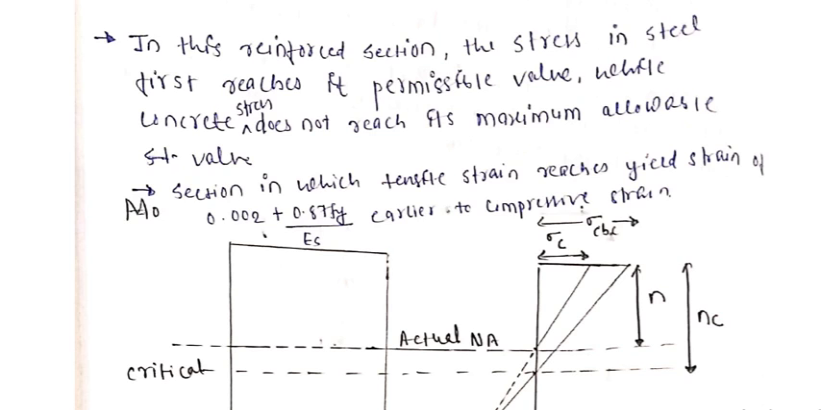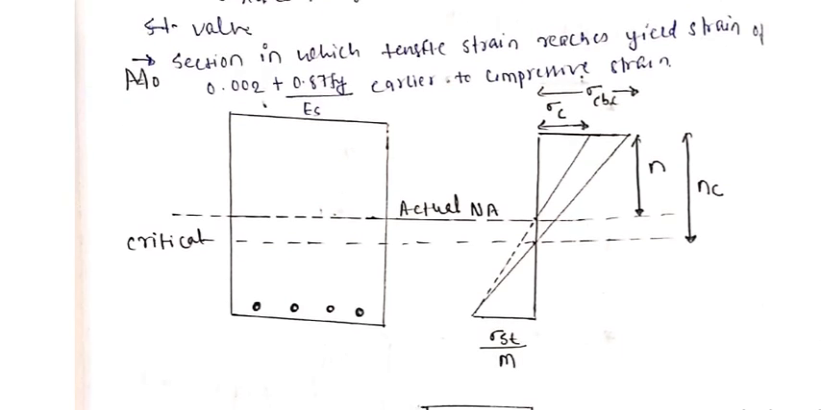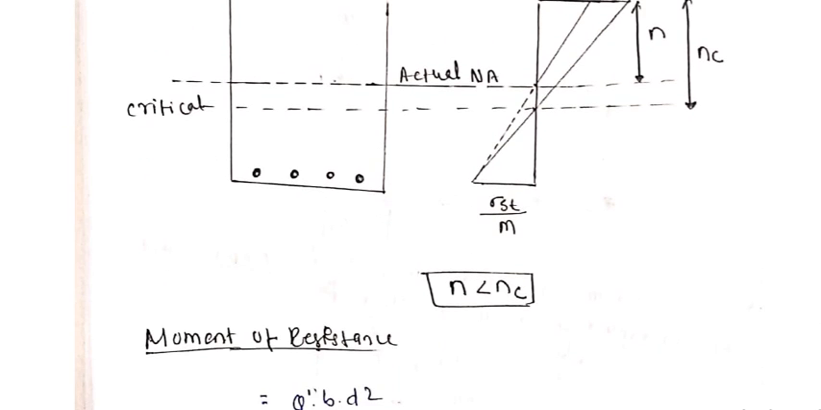This type of section is called under reinforcement sections. So let's see some of its features so that you can understand, and I will clear it out. Here we can say that the normal depth is less than the critical depth. As you can see, this one is normal depth and this one is critical depth.